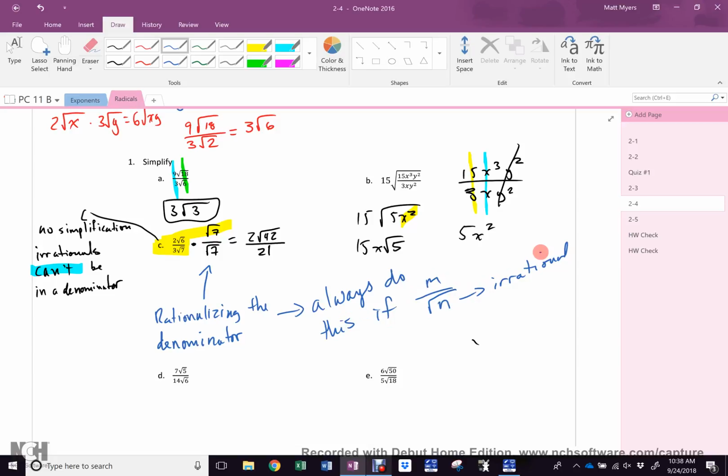So let's look at D. What can I do? I can simplify the coefficients, can't I? What is this going to become? Root 5 over 2 root 6, yes? Are we happy with that? For now. What makes us unhappy with it? Root 6, because root 6 is irrational.